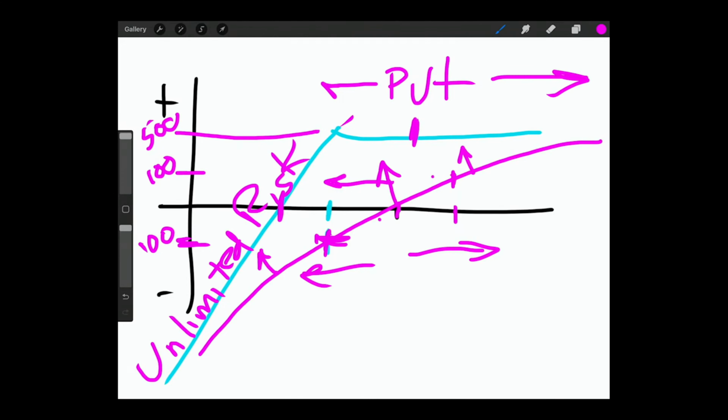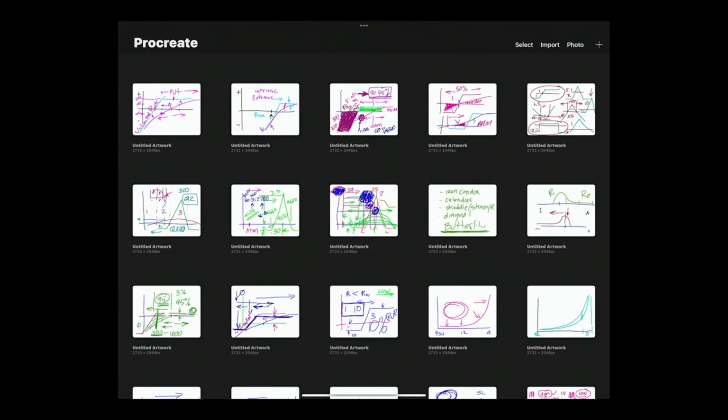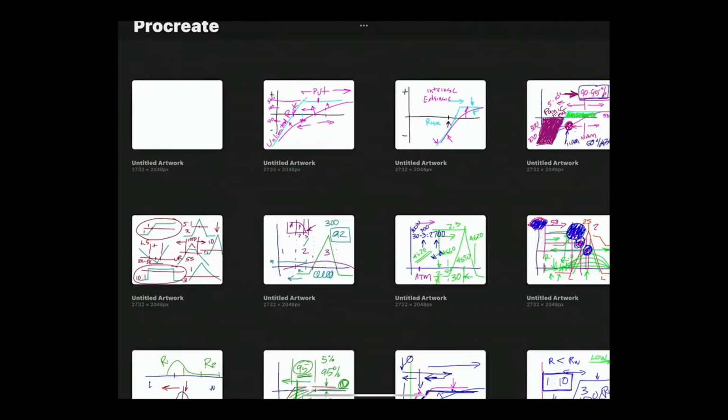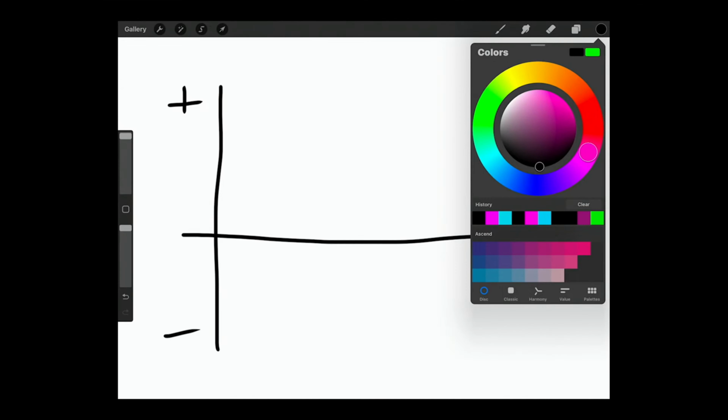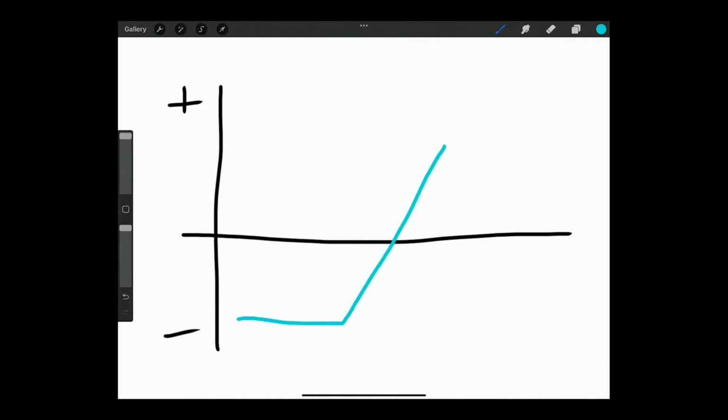Now, there's a lot of other ways to collect premium and ways that you can reduce your risk. Like a lot of people put on credit spreads. Like a put credit spread would look something like this. It almost looks like the regular naked put, but not quite. Basically, two spreads. Let's say that you get in right there. And then with this, the premium part looks like this.